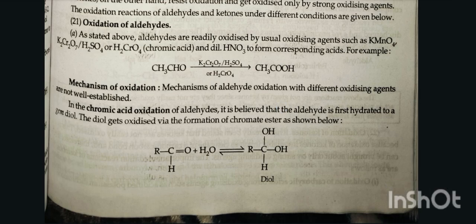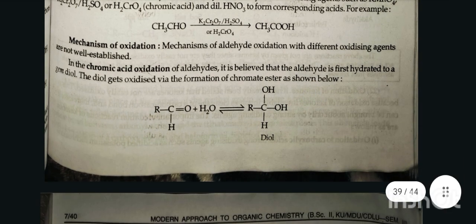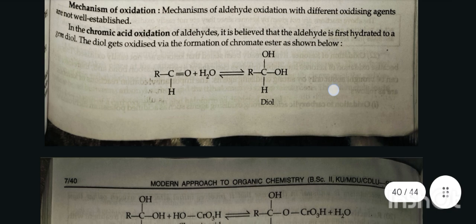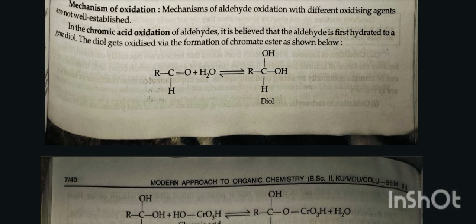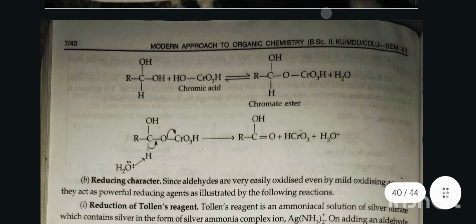21. Oxidation of aldehydes. As stated above, aldehydes are readily oxidized by usual oxidizing agents such as KMnO4, K2Cr2O7 and H2SO4, or H2CrO4 chromic acid, and dilute HNO3 to form the corresponding acid. Example, CH3CHO gives CH3COOH. Mechanism of oxidation. The mechanisms of aldehyde oxidation with different oxidizing agents are not well established. In the chromic acid oxidation of aldehydes, it is believed that the aldehyde is first hydrated to a gem-diol. The diol gets oxidized by the formation of a chromate ester as shown below.